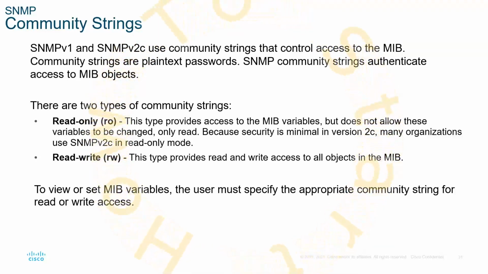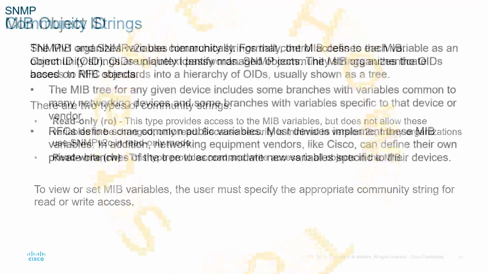When the community string is configured, it will have to authenticate access to the object, and once it authenticates, it has two permissions, read-only and read-write. The read-only basically only allows access to the MIB variables, but doesn't allow for any modification. When you have the read-write option, this will provide the rewrite access to the object. So to be able to view or set the variables, the user must specify the appropriate community string for the level of access that is needed.